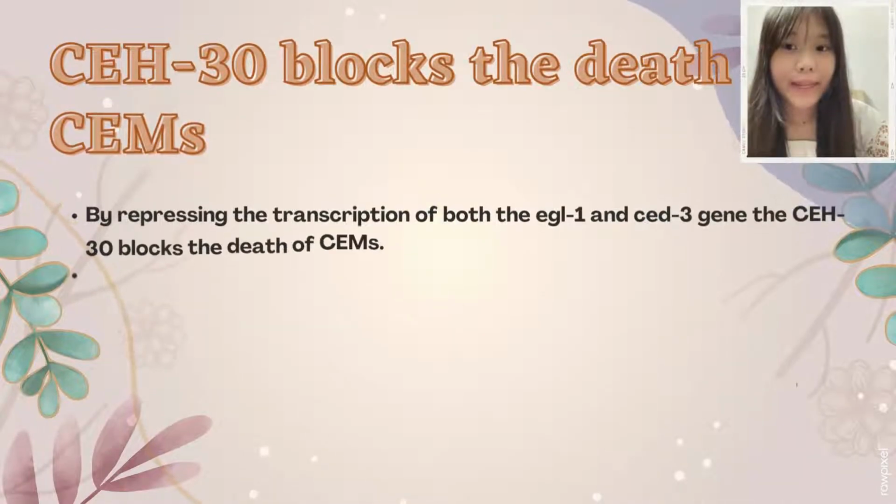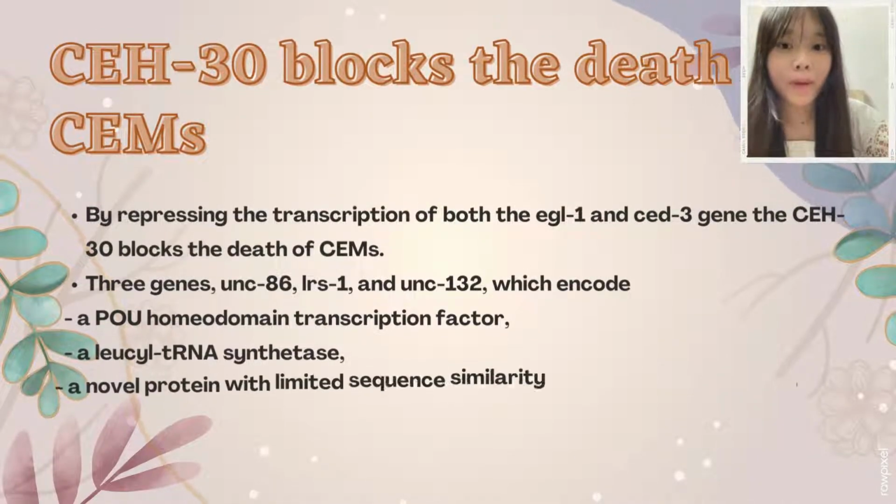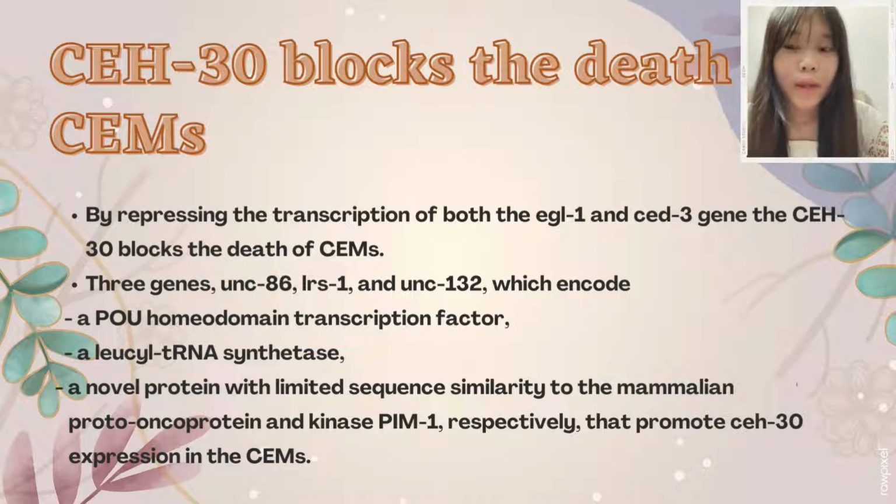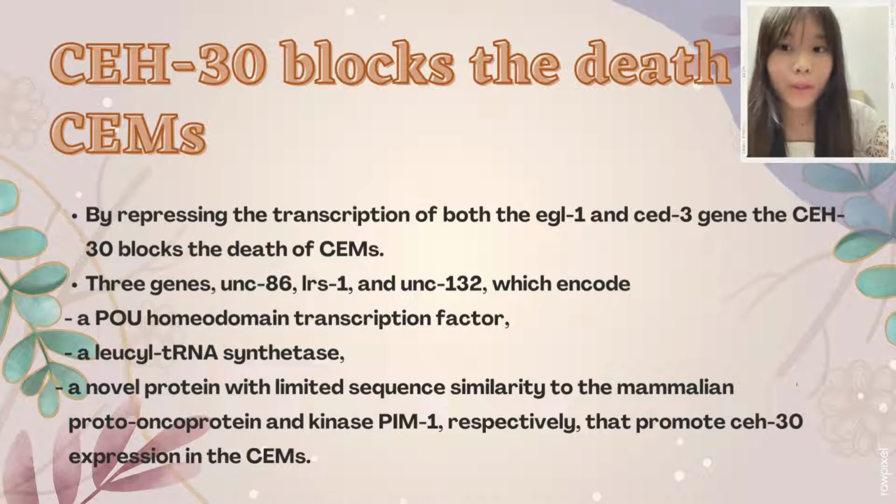We now present evidence that CEH30 blocks the death of the CEMs by repressing the transcription of both the EGL1 and CED3 genes. Furthermore, we identified three genes, UNC86, IRS1, and UNC132, which encode a POU homeodomain transcription factor, a leucyl tRNA synthetase, and a novel protein with limited sequence similarity to the mammalian proto-oncoprotein and kinase PIM1 respectively, that promote CEH30 expression in the CEMs.